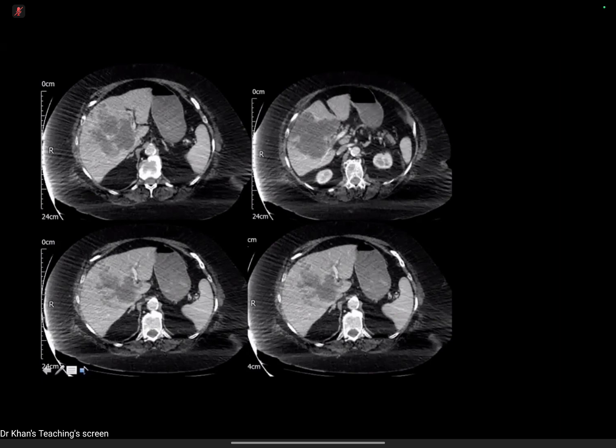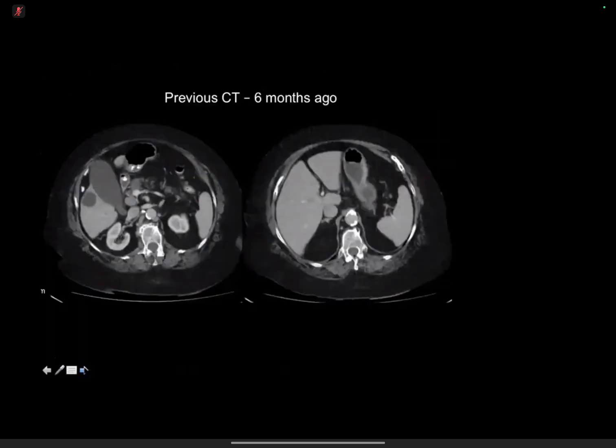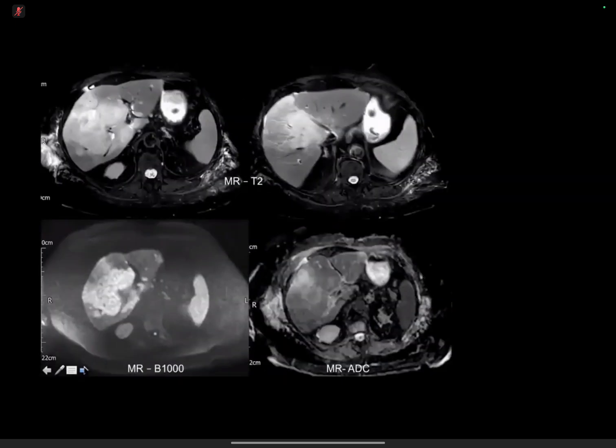So we can do either triple phase liver CT or MRI of the liver with contrast and DWI. And I would be keen to have contrast in the early arterial, late arterial, and the delayed phase as well to characterize it. So these are selective slices through the axial sequence of the MRI through the liver.